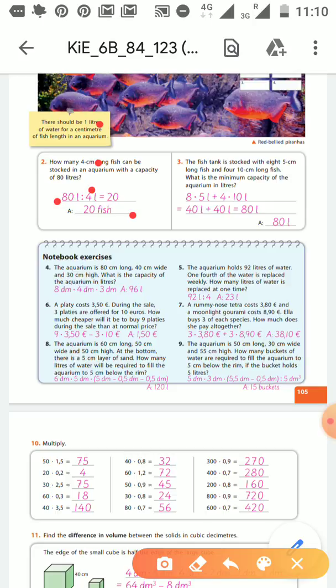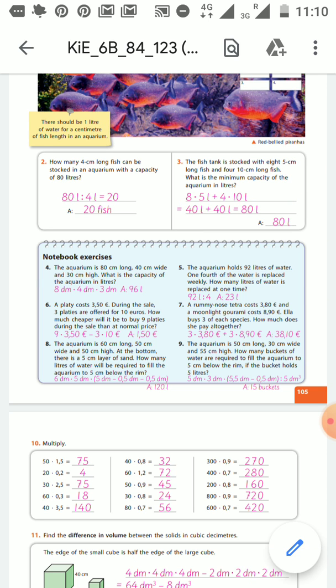Next one, we've got here, a fish tank is stocked with 8 5 centimeter long fish and 4 10 centimeter long fish. What's the minimum capacity of the aquarium in liters, which basically means how many can you fit in at least? Okay, so we start with this one, the 8 5 centimeter fish. Just do 8 times 5, which is going to be 40 liters needed for them. Then you've got the next one, 4 times 10, which is going to be 40. 40 plus 40 is 80 liters.